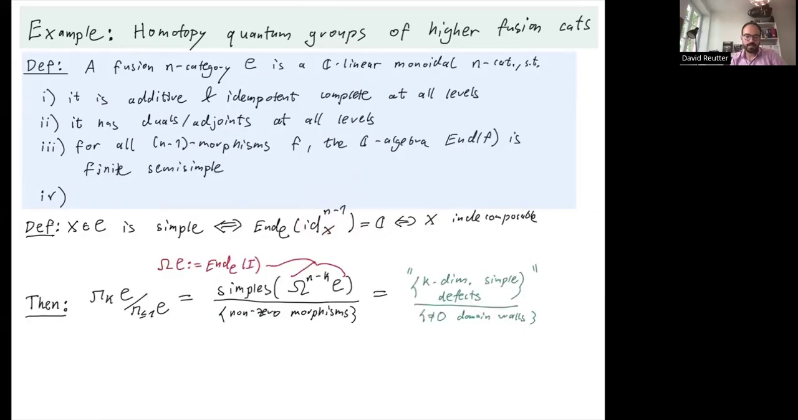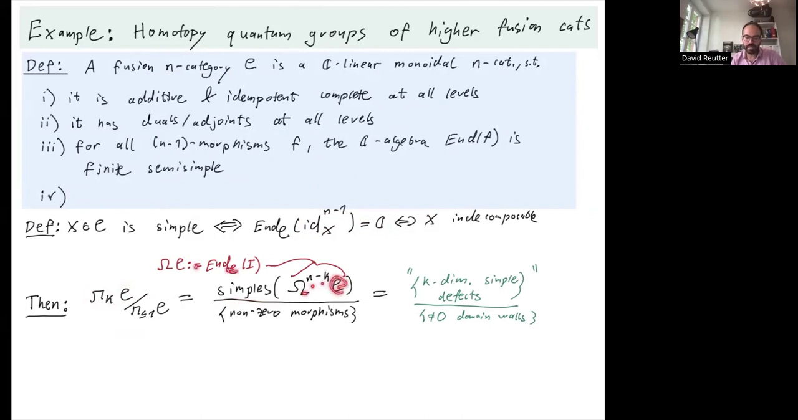Okay, and it then turns out that if you do this computation, I said pi k of C, at least if C is a fusion 3-category or higher, pi k of C will be an abelian group with an action by pi smaller or equal to 1 of C. So you can take this abelian group and quotient out by this action. This will just be a set. Who is this set? The set turns out to be the simple objects in omega n minus k C.